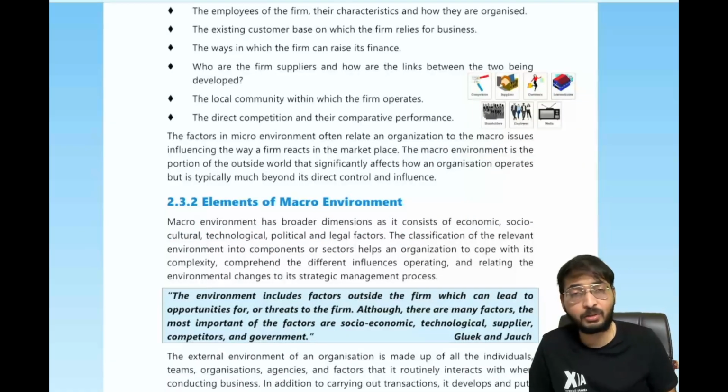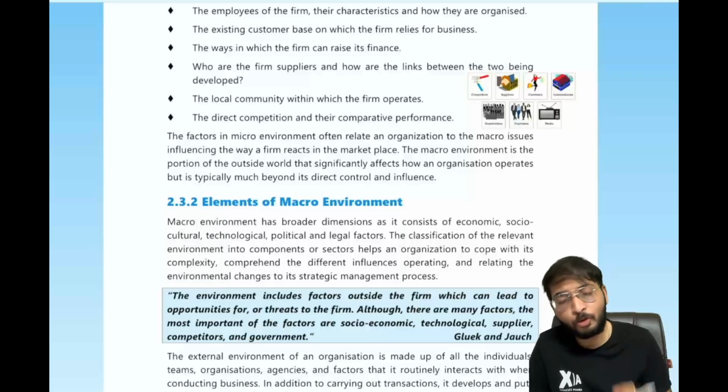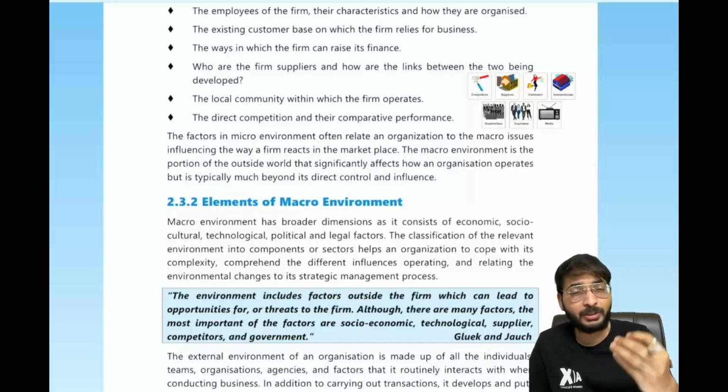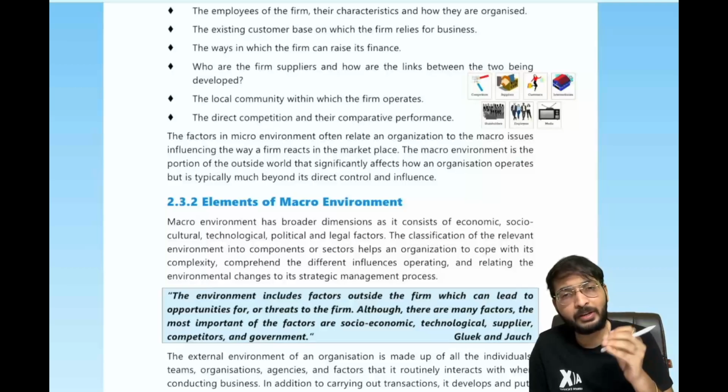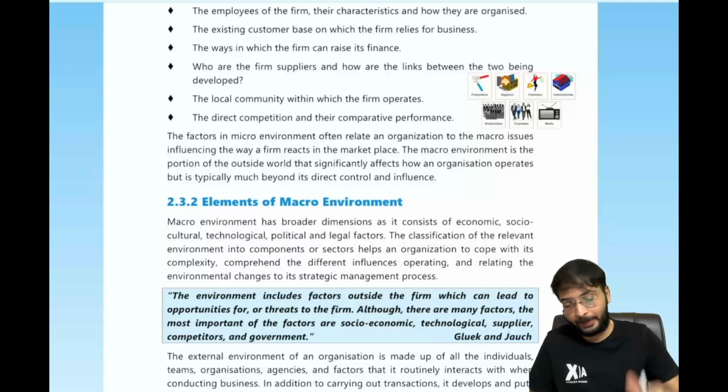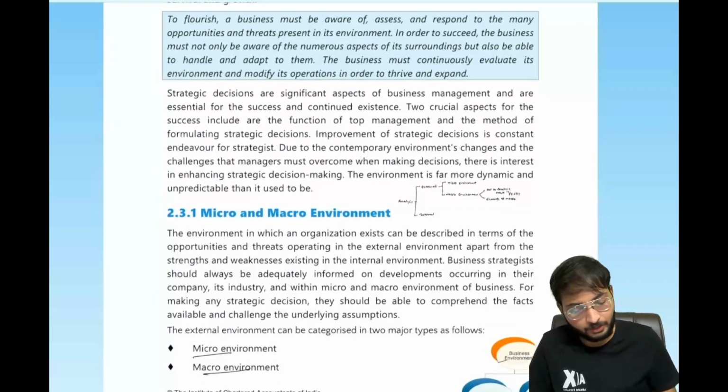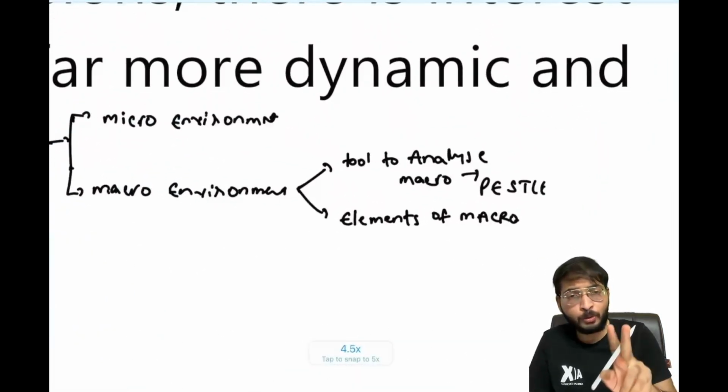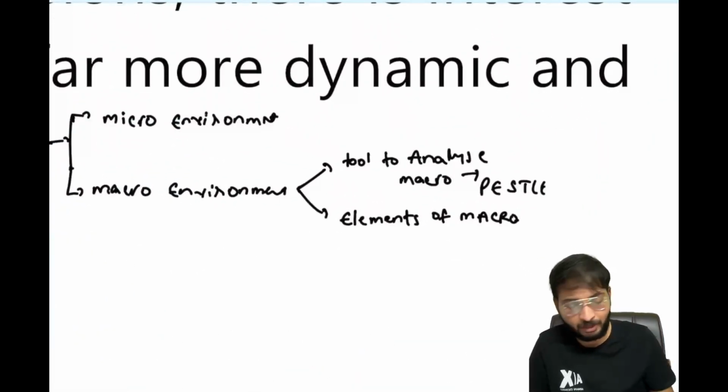So next one is called as what? Macro environment. So in macro, we have two questions. If someone is doing CMA also, one of the most important questions is called as macro environment. There are two questions which you need to prepare for macro environment, right?